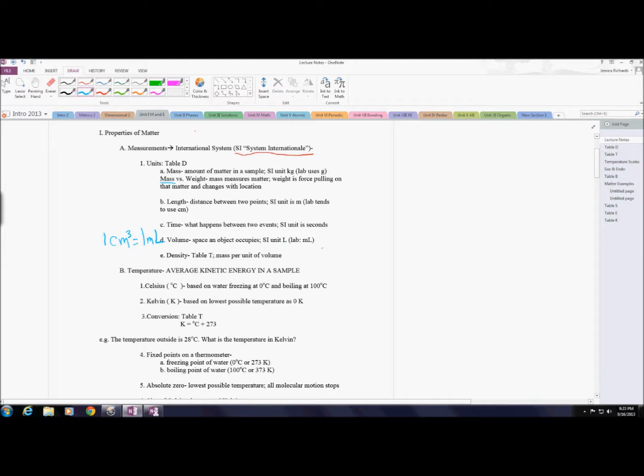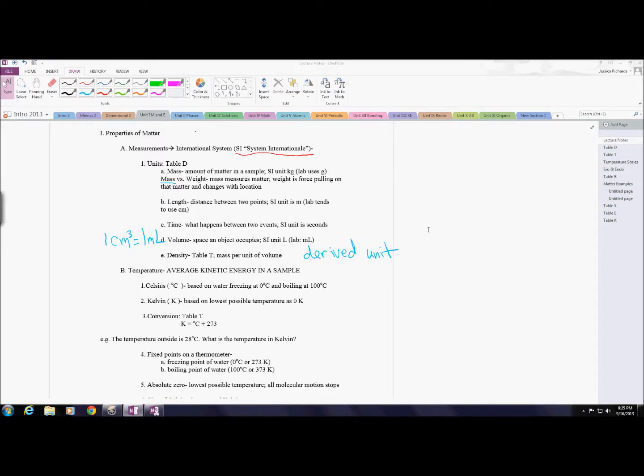Density is a derived unit. Whenever we say something is a derived unit, that means it's calculated. We don't have a piece of equipment that measures density directly. We have to find something's mass and something's volume and then calculate its density from that. So density is a derived unit, and the equation for that is on reference table T.